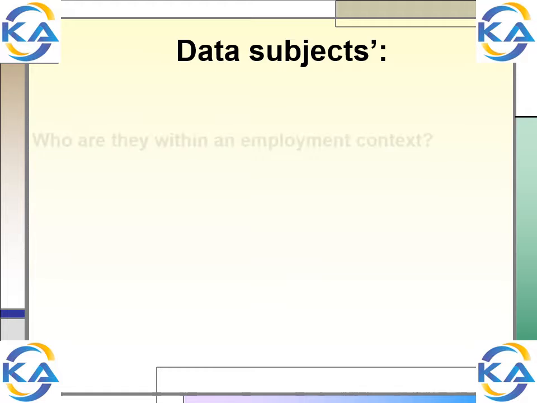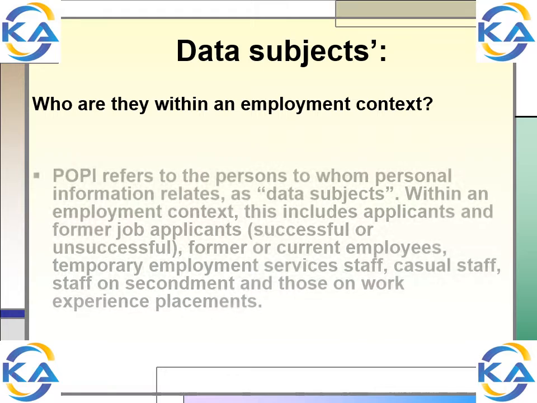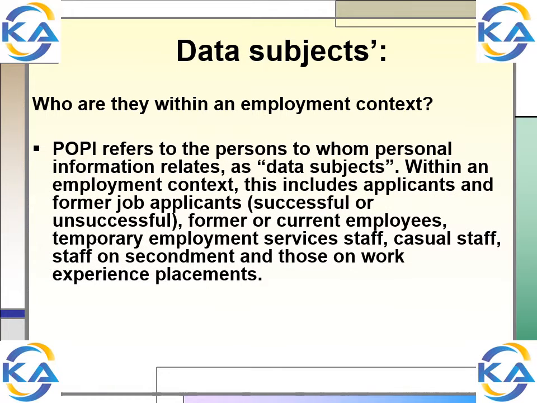What is a data subject? Who are they within an employment context? POPI refers to the person to whom personal information relates as data subjects. Within an employment context, this includes applicants and former job applicants, successful or unsuccessful, former or current employees, temporary employment service staff, casual staff, staff on secondment, and those on work experience placements like learnerships, internships, etc.